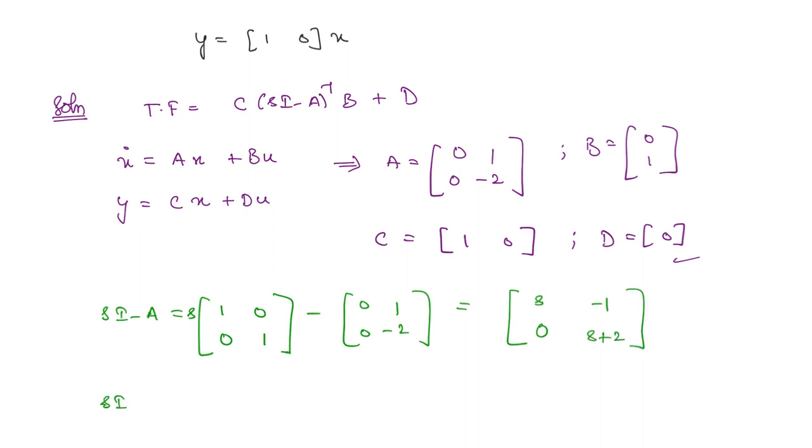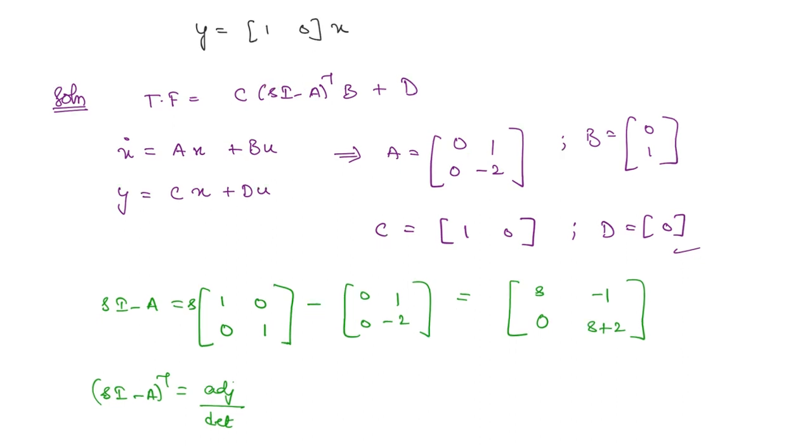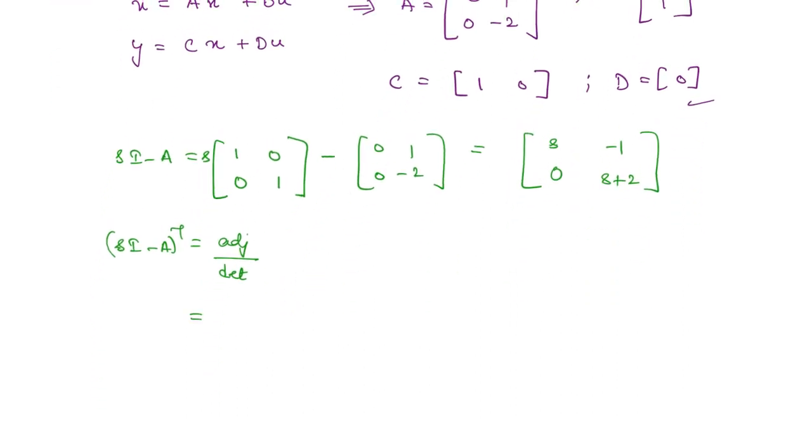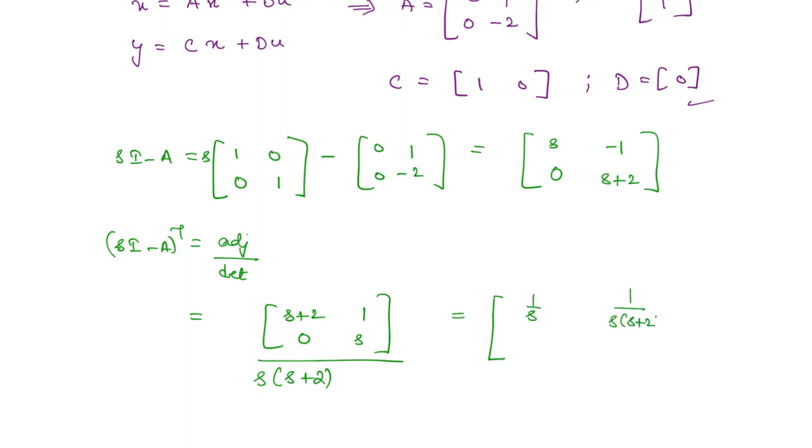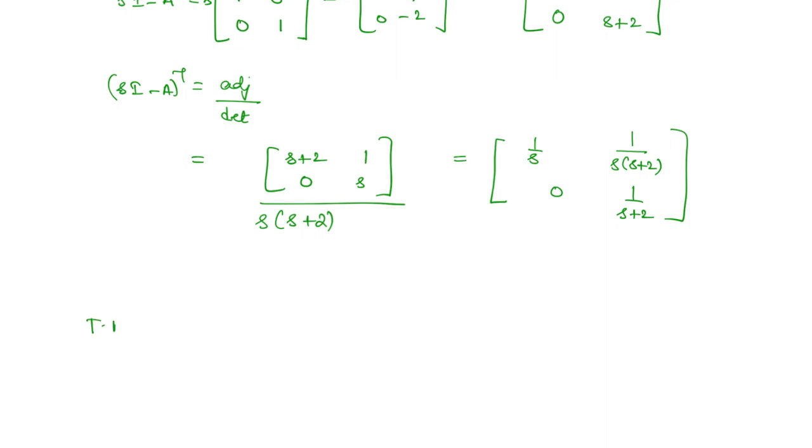Now how will you find the inverse of the matrix? Inverse is equal to the adjoint of that matrix divided by the determinant. The adjoint of this matrix you can write as [s+2, 1; 0, s], divided by the determinant, which is s times (s+2). So you are going to be left with [1/(s(s+2)), 1/(s(s+2)); 0, 1/(s+2)]. Now you can find out the transfer function.